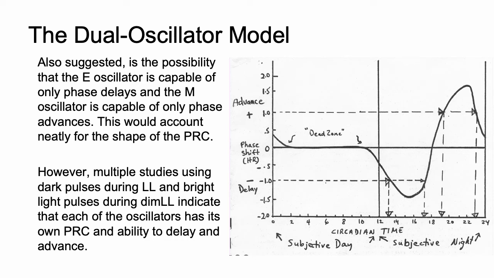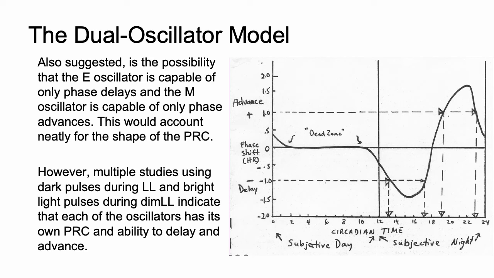The dual oscillator model also suggests the possibility that perhaps the E oscillator is capable of only phase delays and the M oscillator is capable of only phase advances, which would be a really nice way of explaining what we see in the phase response curves. That early subjective night is when we're sensitive to delays, and late subjective night is when we're sensitive to advances, which is where we find the E and the M oscillators respectively.